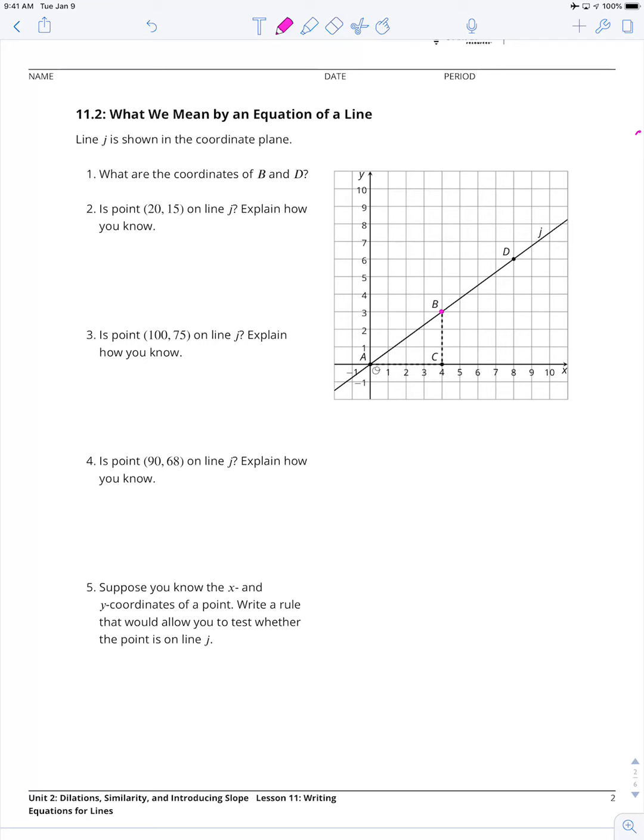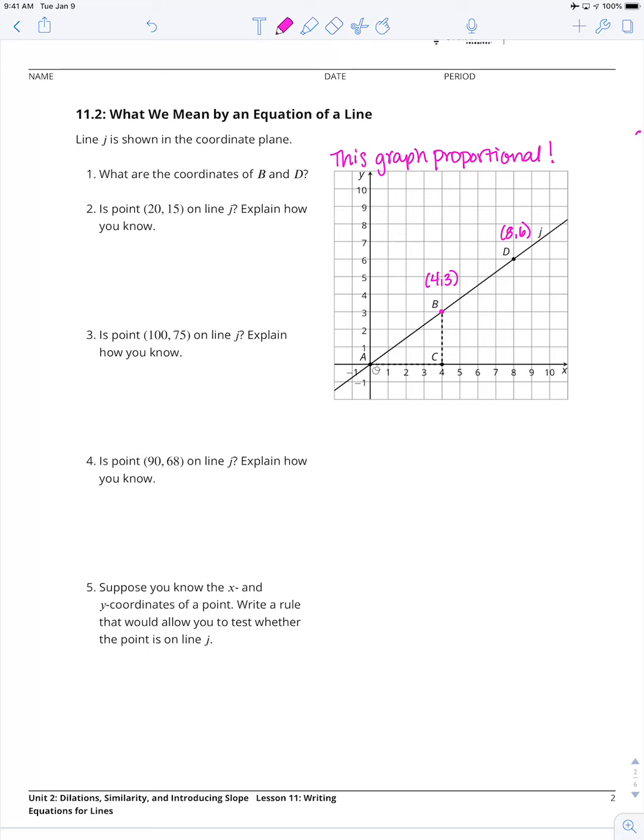Point B here is (4, 3). And D is (8, 6). So I want you to make note of this right away because this is a really important piece into understanding how it ties into the next activity. This graph is proportional. And we've actually talked a lot about proportional relationships and graphs in our warm-ups for our journal entry. It's going to relate a lot here, and we're going to use this concept going into the next piece.